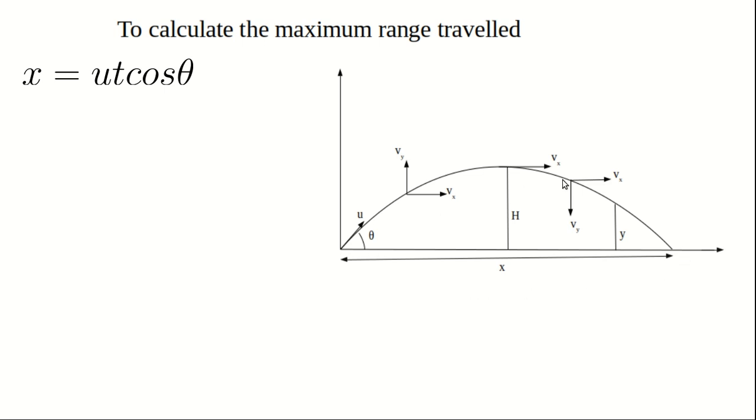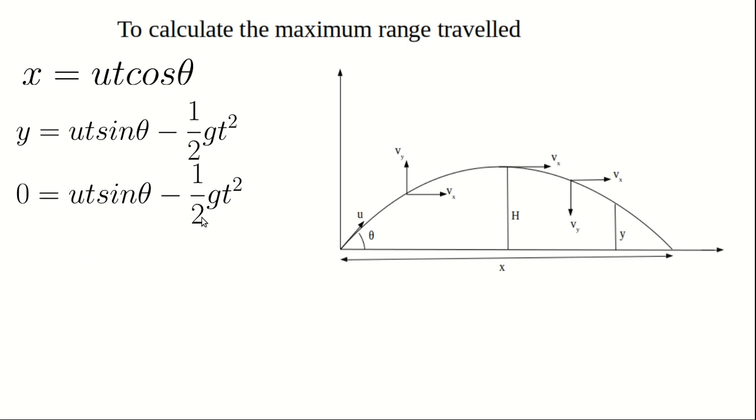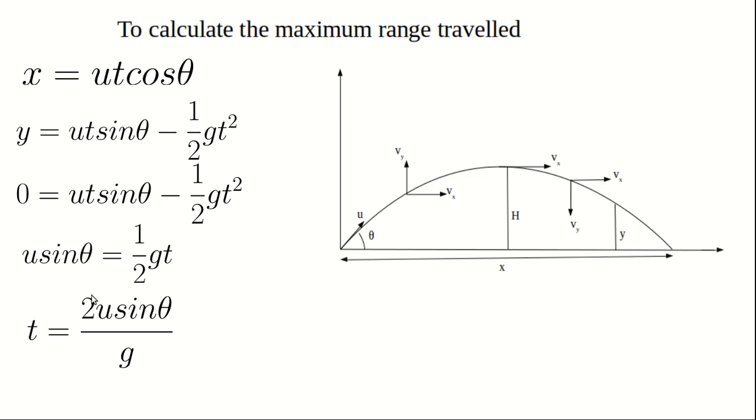And we notice that once it gets to this part, the final displacement along the y is always equal to 0. So the displacement along the vertical is always equal to 0 as long as it starts from here and ends here. So we have y equal to this expression. And this displacement, when it completes the path, is always equal to 0. So we have 0 equal to this. So if we make t the subject of the formula, we'll have this expression, then finally this. Now take note that this t here is the total time taken to travel from this point to this point.